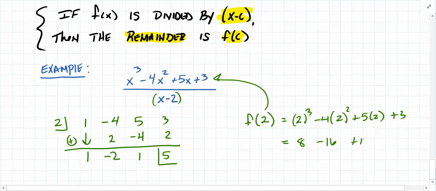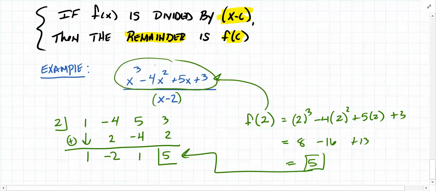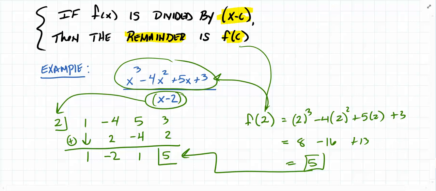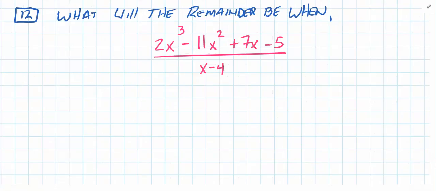That's what this is saying right here. So if a polynomial is divided by x minus c, so I took this polynomial, divided it by an x minus c, using synthetic division, the remainder is the exact same thing as evaluating that function for that value, and that's what that's trying to show. Okay, here's a classic example as to what this is asking. What will the remainder be when this polynomial, 2x cubed minus 11x squared plus 7x minus 5, is divided by this polynomial here, x minus 4?